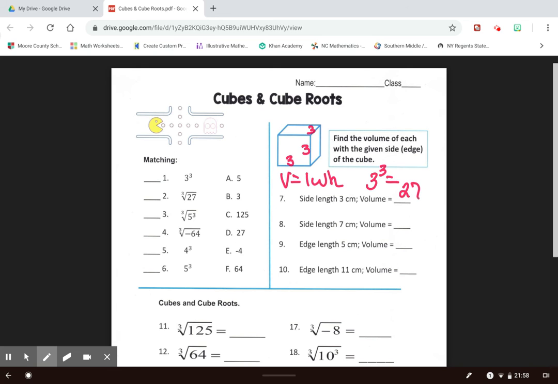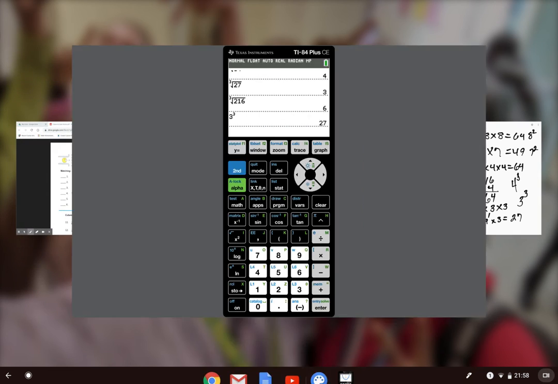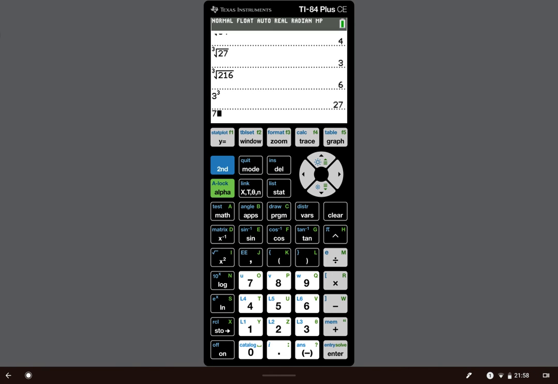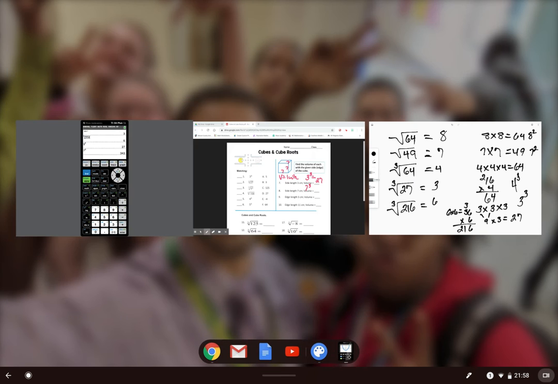All right, if I look at the next one, it says side length 7. So same thing, we're dealing with the cube here, so all sides are the same. So 7 times 7 times 7, length, width, and height. So 7 to the third power. Seven, caret key, 3, enter, 343.